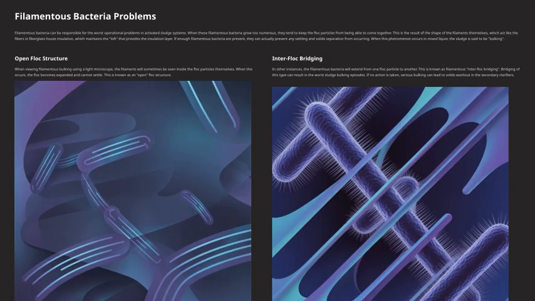In other cases, these filaments extend from one flock to another, creating what's called interflock bridging. This bridging can be particularly problematic because it leads to severe sludge bulking episodes. If nothing is done to control this, it can cause solids to wash out in the secondary clarifiers, which is a big concern for plant operation.